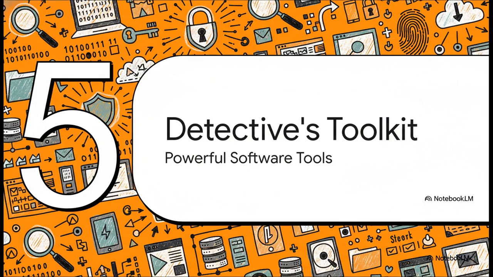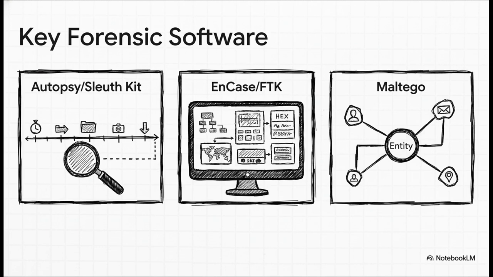So, with data that can disappear in a flash, and criminals trying to cover their tracks, what does our investigator have in their toolkit to fight back? Well, they have some seriously powerful software on their side. You've got tools like Autopsy, which is awesome for digging into file systems and building timelines of what happened. Then you have the big industry workhorses like EnCase and FTK, which can handle the whole process from start to finish. And then there are incredible tools like Maltego that can actually draw you a map showing how a person, an email, and an IP address are all connected.